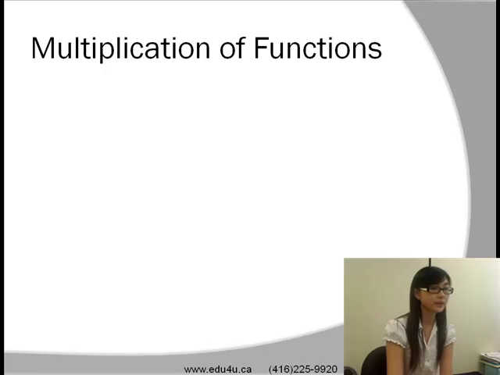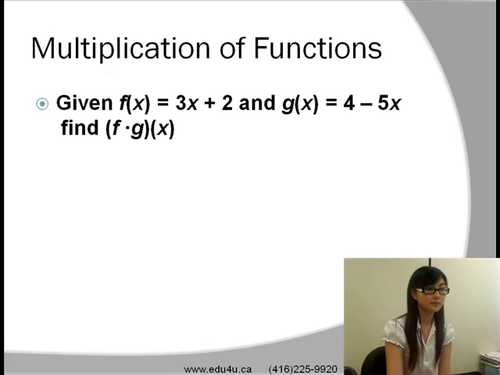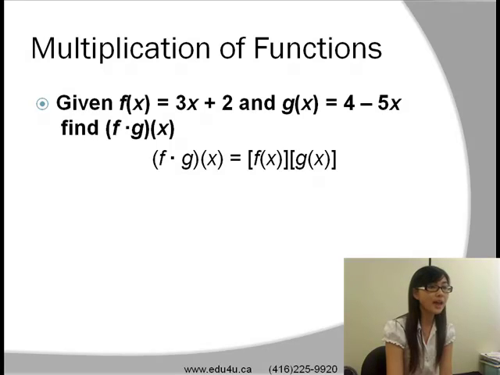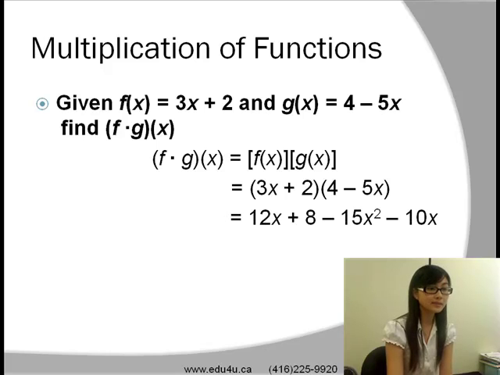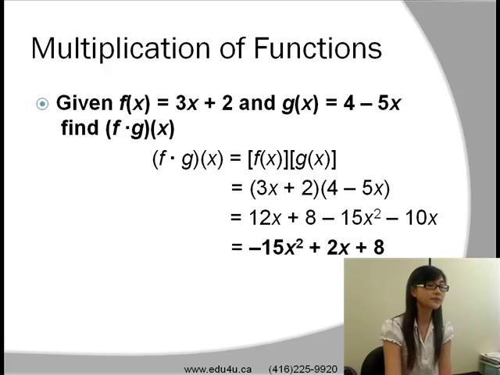Now let's look at multiplication of functions. Again, we're given the same question and we're asked to find f times g of x. f times g of x is the same thing as f of x times g of x. We do the same thing as the previous questions and we plug in the values. That would be in brackets 3x plus 2 times in brackets 4 minus 5x, which is the same thing as 12x plus 8 minus 15x squared minus 10x. Simplify that and we get the final answer of negative 15x squared plus 2x plus 8.